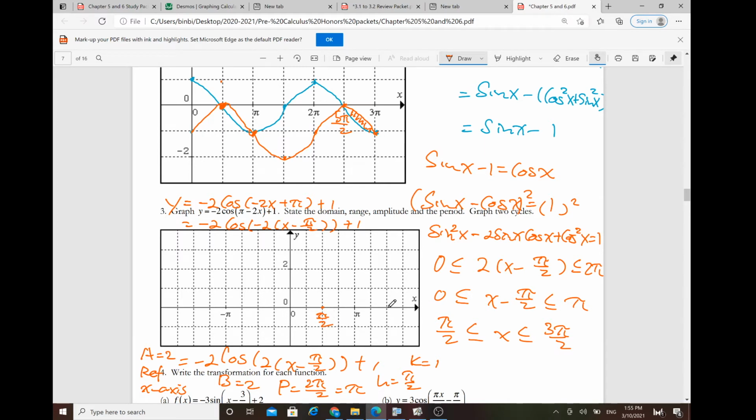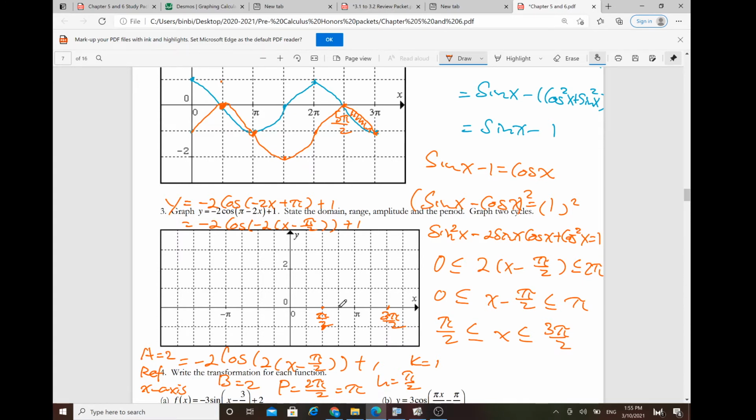And then 3 pi over 2 is over here. Now keep that in mind. This one, the amplitude is 2. And also it shows the vertical translation, which is 1. So normally without the negative reflection, we started at 2. But due to the negative reflection, we started at -2 plus 1. So -2 plus 1, then that would be -1. So that means we started right here.